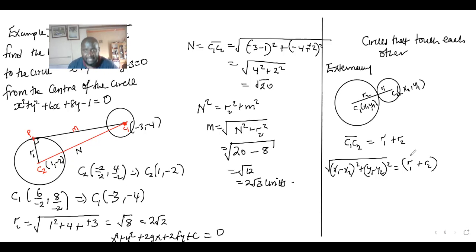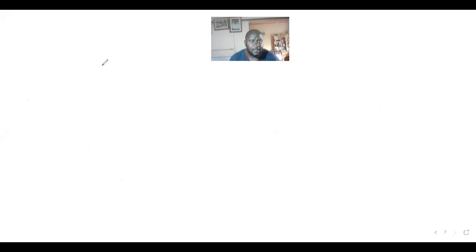Then the last one to discuss is internal. If they are to touch internally, then the distance between the two centers is equal to the difference in the radii of the circles, as I'm going to show you. Now check this one out. All these are simple as long as you get the definition right. Internally, when circles are touching, this is what happens.